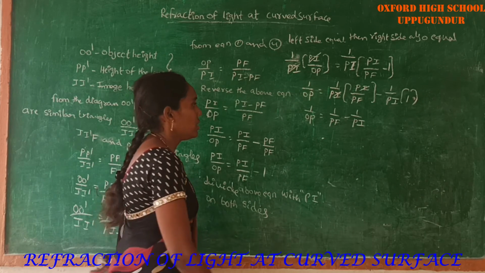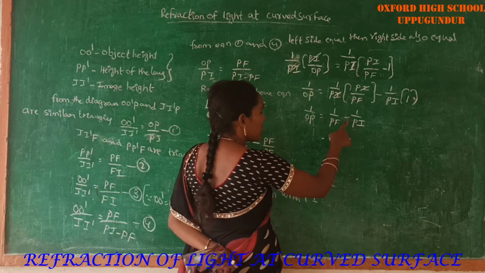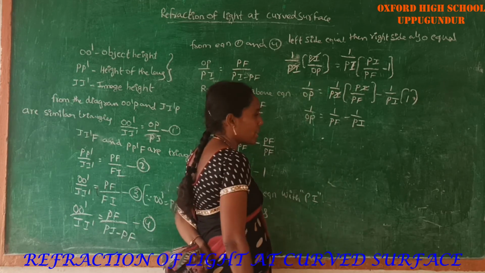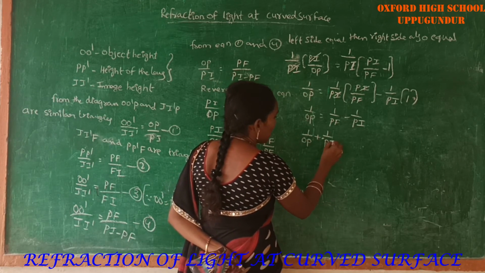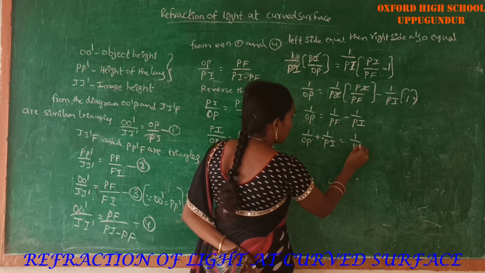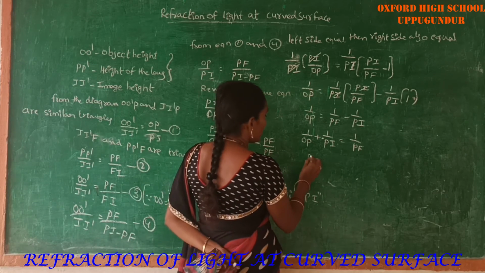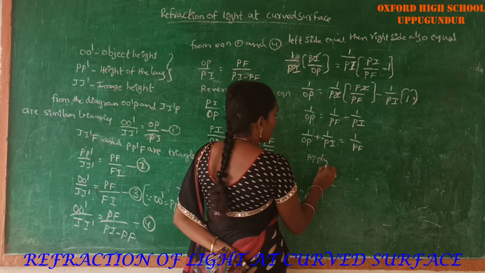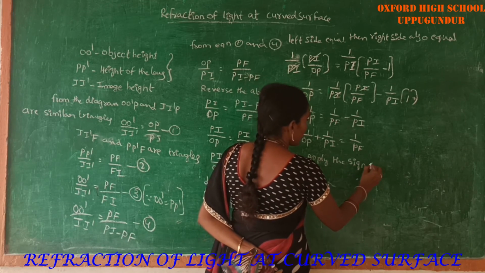Here this value is coming to the left side of the equation, then the minus value becomes a plus value. Then 1 by OP plus 1 by PI is equal to 1 by PF. Here apply the sign convention.